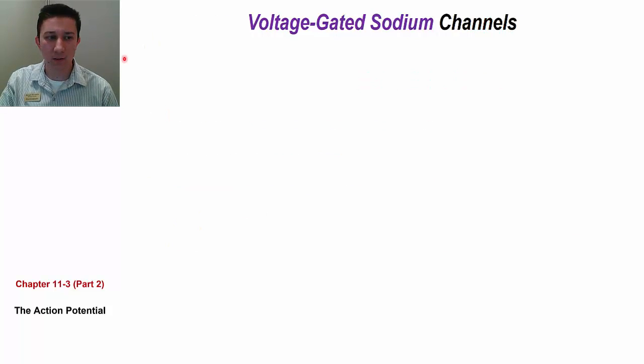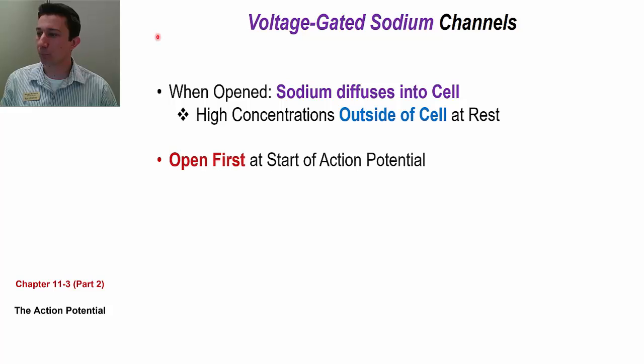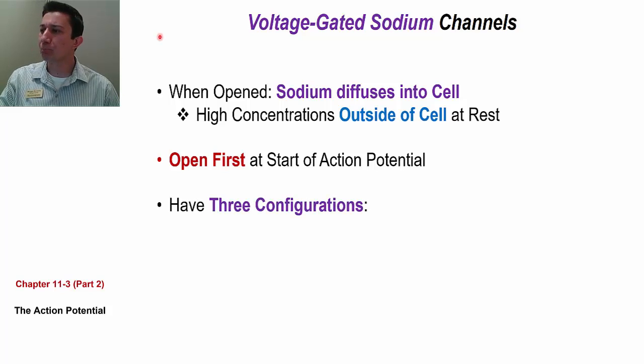Right. So let's look really briefly at voltage-gated sodium channels. As I mentioned before, when these guys open, they're going to let sodium diffuse into our cell. So remember that sodium is in high concentration on the outside of our cell at rest. So when these channels open, sodium is going to diffuse into our neuron and bring positive charge with it. These open first at the start of our action potential. So what happens at the beginning of our action potential is we'll see the voltage rise very quickly from minus 70 up to about plus 30 millivolts very, very rapidly.